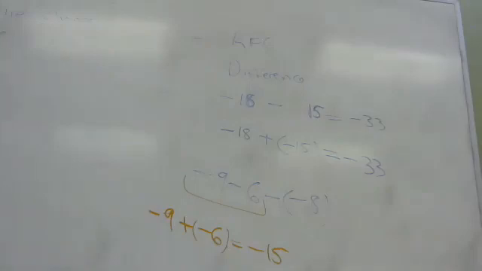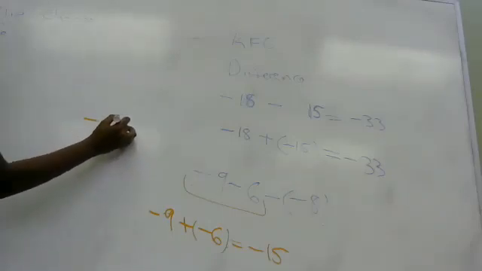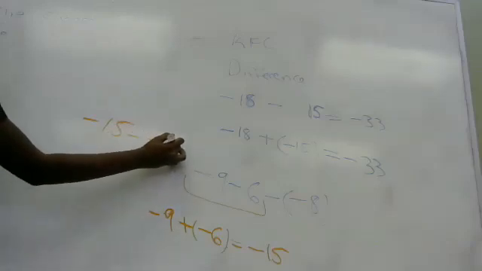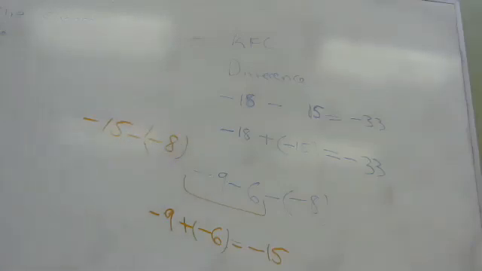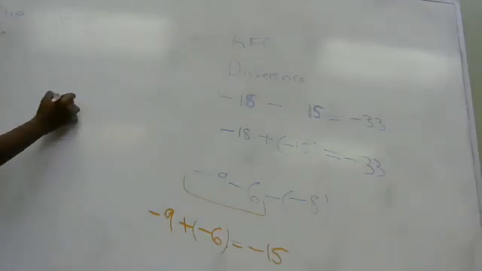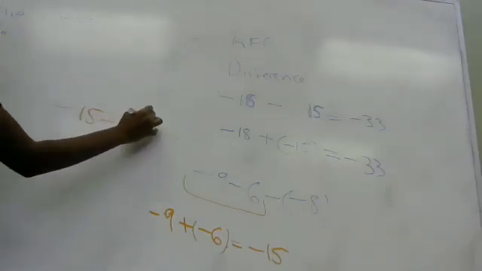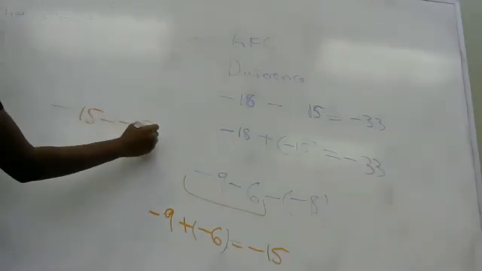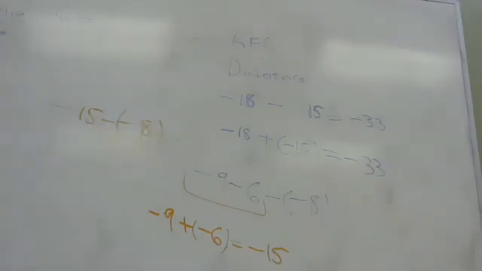All right, now from here, what do we do? -15 minus -8. Since they're subtracting, it's different. Hold on, let me move this. -15 minus -8. Meaning you could do the KFC thing.